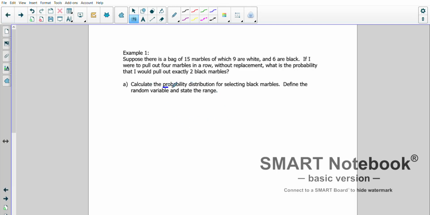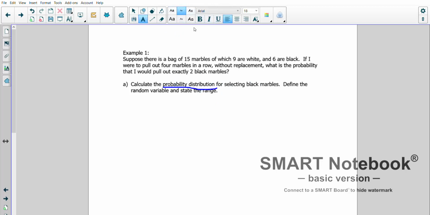the probability distribution. Anytime a question's asking for a probability distribution, it wants the probabilities of all the outcomes. So it's a bit of a tedious process, but it is what it is. That's what it wants to see. You can do this by a table or a graph. We're going to do both. So, the probability distribution for selecting black marbles.